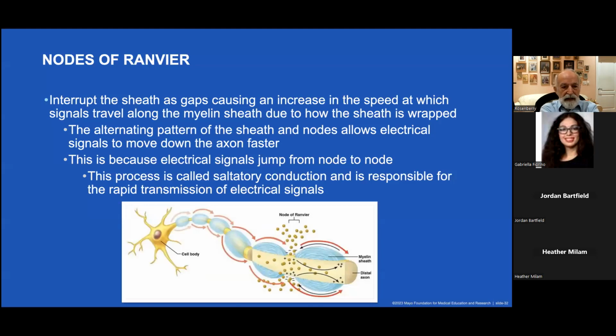Now, interrupting the sheath with gaps causes an increase in the speed at which signals travel along the myelin sheath due to how the sheath is wrapped. The alternating pattern of sheath and nodes allows electrical signals to move down the axon faster. This is because electrical signals jump from node to node. This process is called saltatory conduction and is responsible for the rapid transmission of electrical signals.